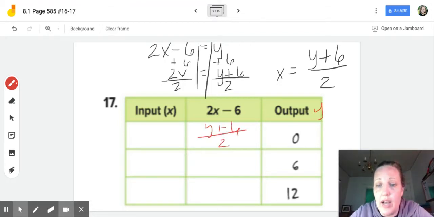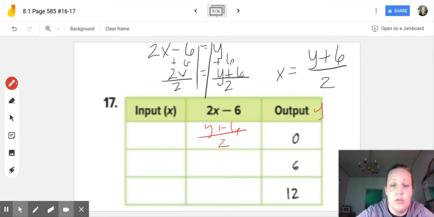Okay, so what's our y? Our y here is 0. What's 0 plus 6? 6. What's 6 divided by 2? 3. Okay, let's put it back in and make sure it works. 3 times 2 is 6, minus 6 is 0. Perfect.